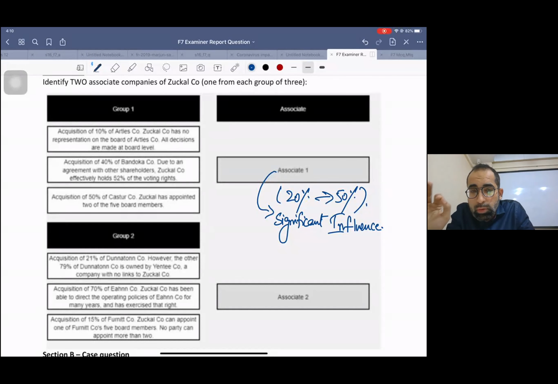Okay. So for associate, dear student, the real thing is significant influence. For subsidiary, the real thing is control. Now, just for revision, if you bought the shares of a company, and you have no control and no significant influence, then that investment is called trade investment.